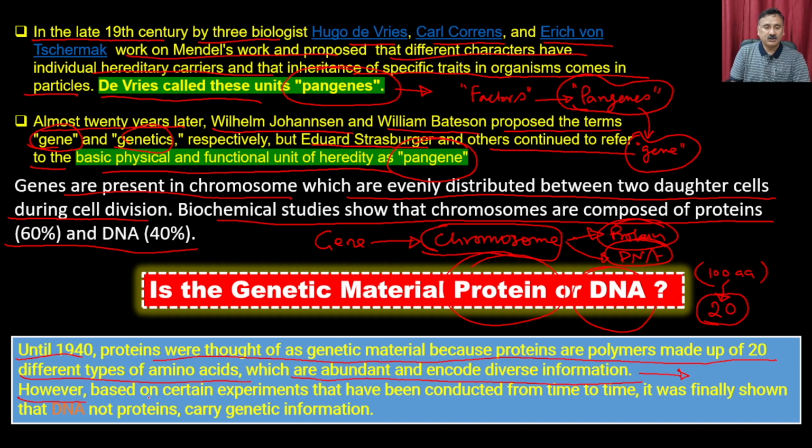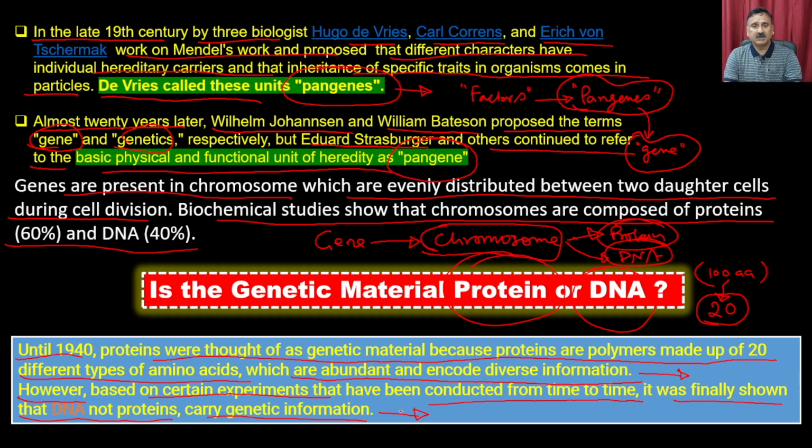However, based on certain experiments that have been conducted from time to time, it was finally shown that DNA, not protein, actually carries the genetic material. We are going to discuss these experiments in detail. The conclusion is that it's DNA, the molecule present within the chromosome, that carries the information from one generation to another generation.